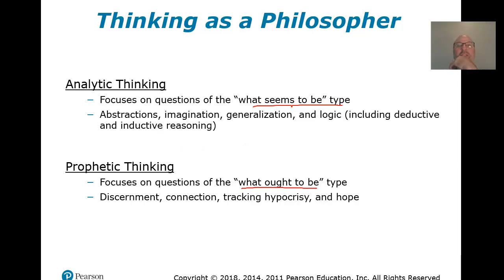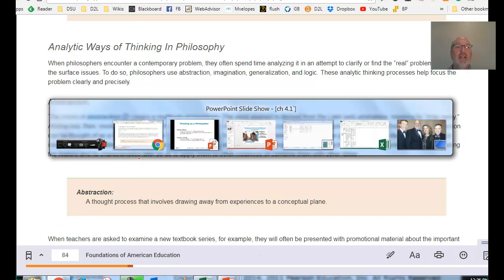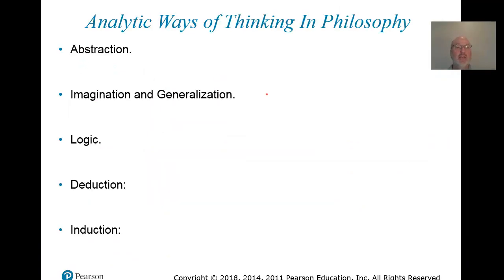So analytic thinking, what seems to be, is abstractions, imagination, generalization, things that are more real. Prophetic is discernment, connection. So your ability to reason and think through things. Okay. So where does this go? It goes to abstraction, and I'm going to give you those that you will make this number 4.